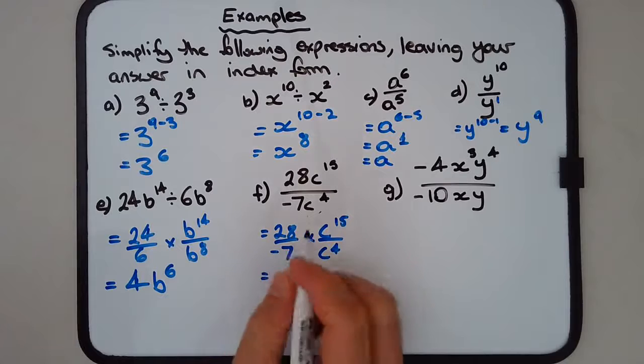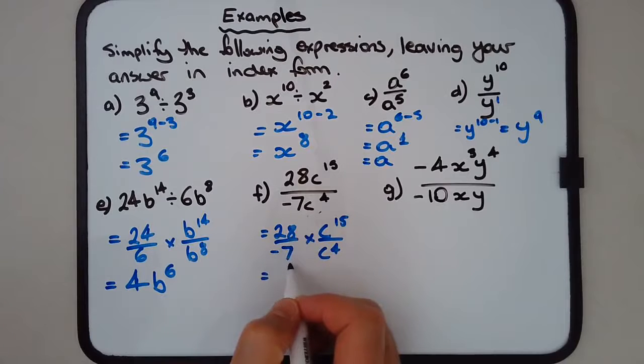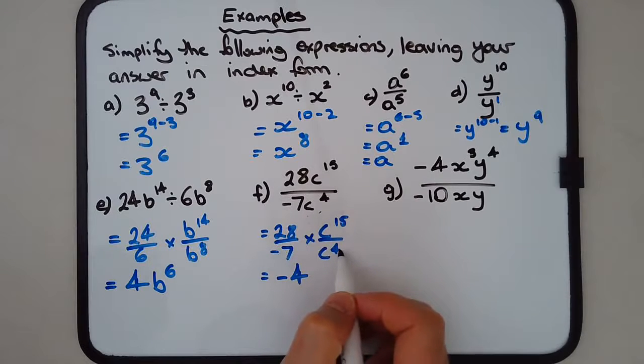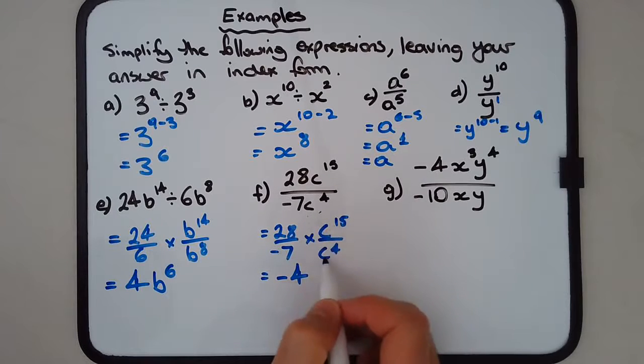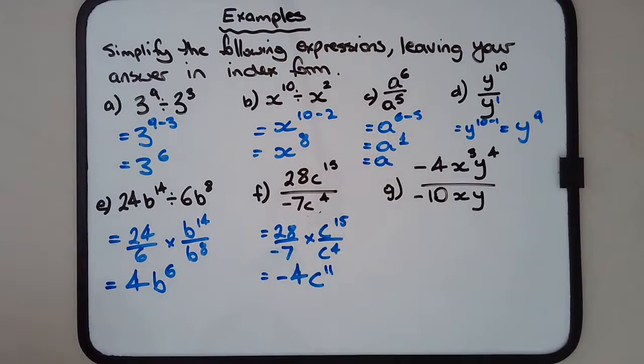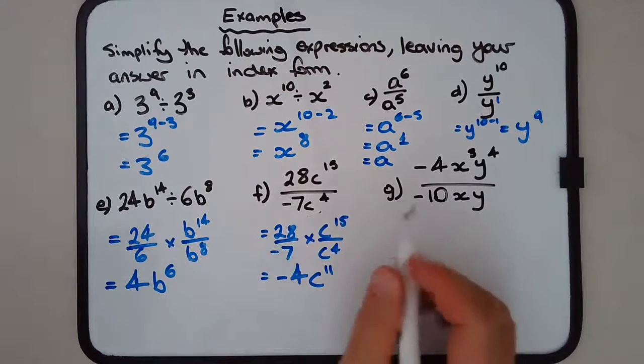Okay. 28 over negative 7. All right, so a positive divided by a negative, that's a negative, negative 4. c to the power of 15 divided by c to the 4. Okay, it's a division, bases are the same, so we just subtract the indices. 15 minus 4 is 11.